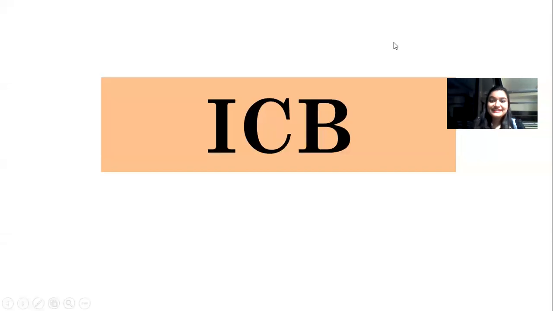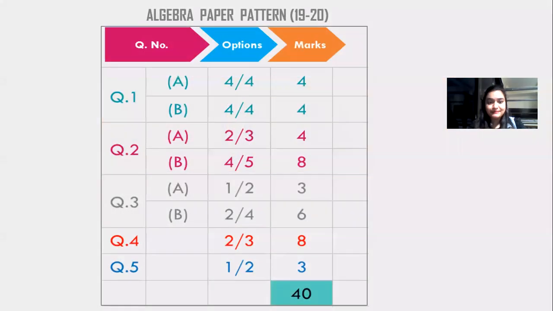Hello everyone. So today we are going to understand a few tips and tricks related to algebra which will help us in scoring very good marks in our board exam. So this is your intensive coaching batch, that is ICB. So first of all, I'll start with the algebra paper pattern.